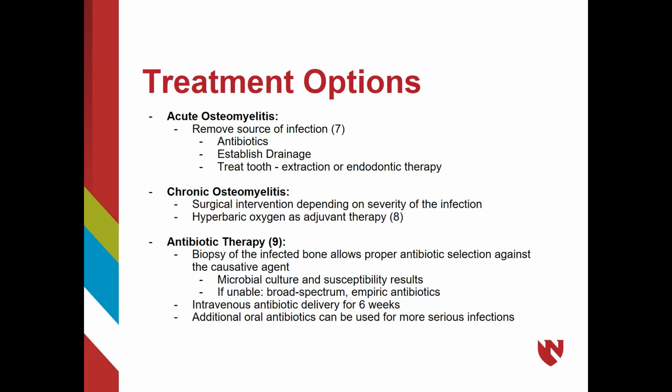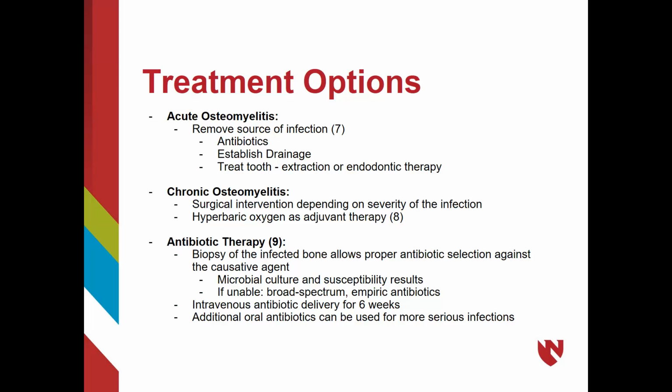Treatment of acute osteomyelitis involves removing the source of infection. This includes antibiotics, drainage establishment, and treating the tooth, either through extraction or endodontic therapy. Chronic osteomyelitis may be treated through surgical intervention depending on the severity of the infection. Hyperbaric oxygen can also be used in conjunction.